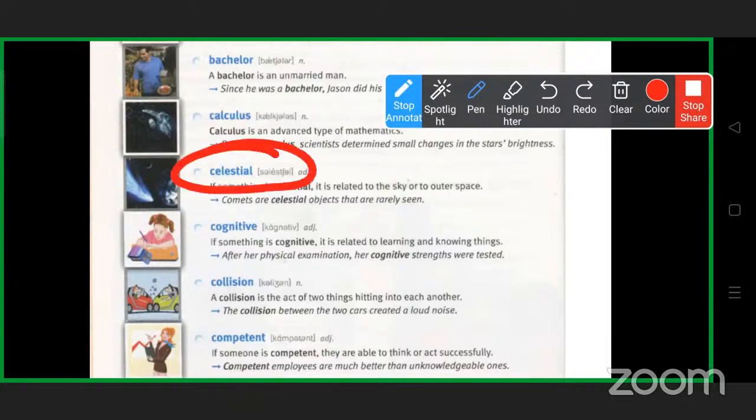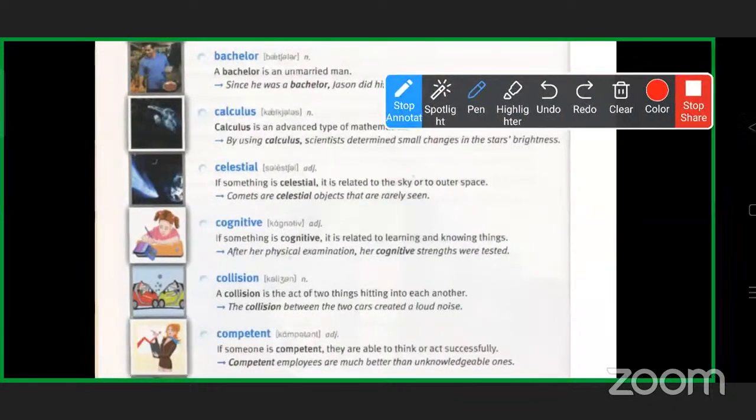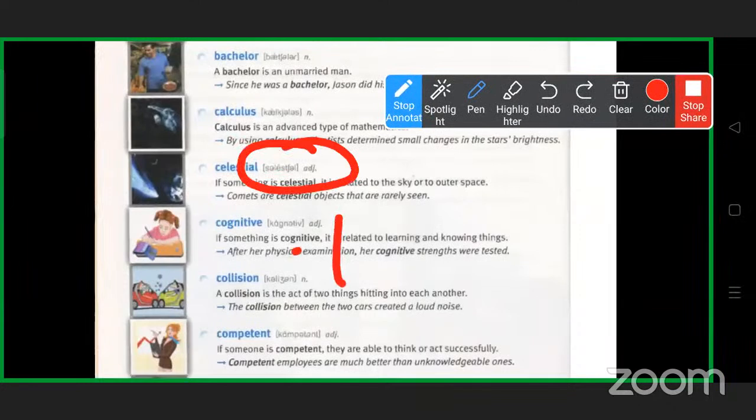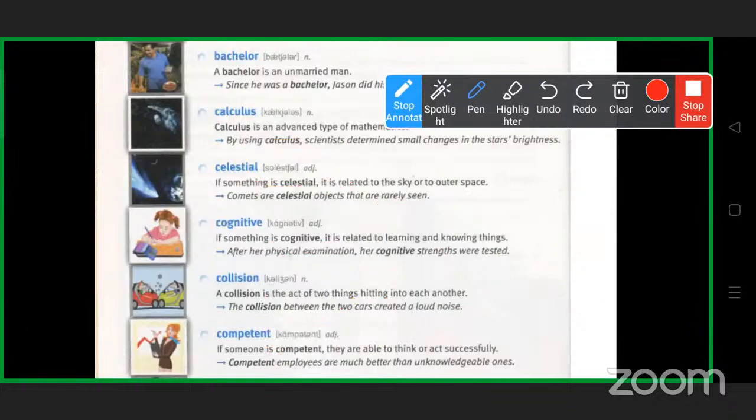Now you see the next word is celestial. I told you, you have to find the ch sound, because we can't say it with a plain s sound. The pronunciation carries something else, so that is why the ch sound comes. Celestial we call it. If something is celestial, it is related to the sky or outer space, to the heavenly thing or firmament.